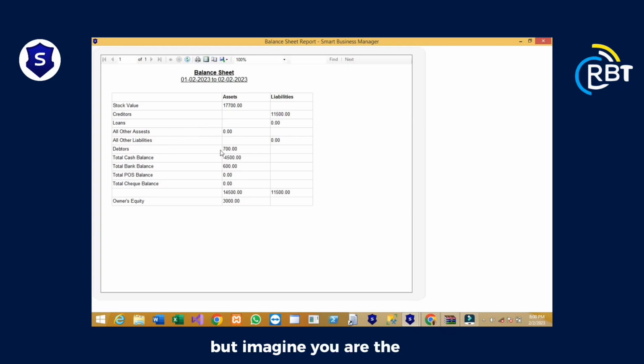But imagine you are the one, you have just 700 naira. People are owing you, your debtors, they are owing you just 700. Your cash balance, what you have in all your banks, in all your cash and all of that, you can see the total. Everything is here. All your assets is 14.5. All your liabilities, everything that you are owing, is 11.5. The difference is what? 3,000. So as at today, you are worth 3,000 if this is your business.